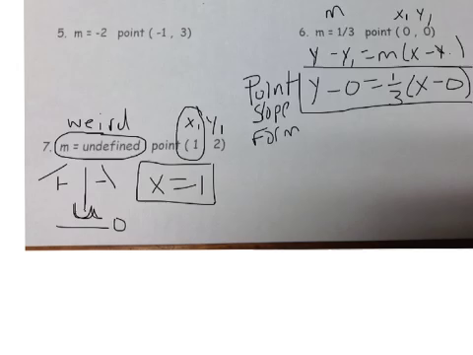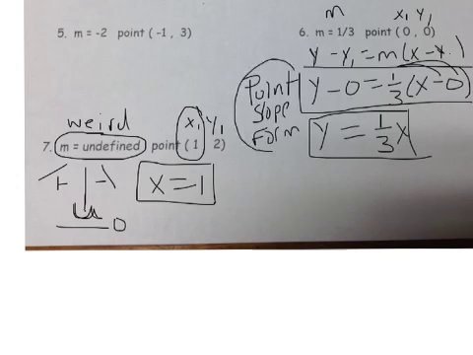Usually we're going to go one step further and put this into slope-intercept form. So if we distribute, this will be y. We'll go ahead and get rid of the 0. 1/3 times x is 1/3 x. 1/3 times 0 is nothing. And this one is just 1/3 x. But just know if you're ever asked to leave it in point slope form, it's going to look like that with the parentheses.